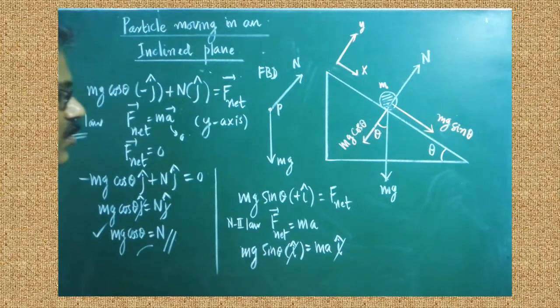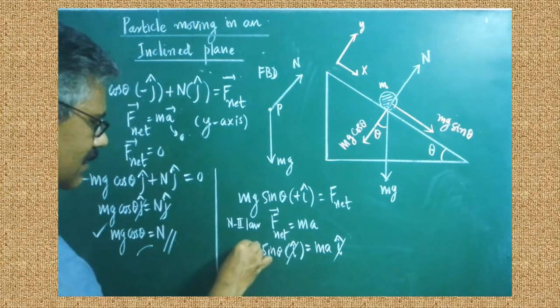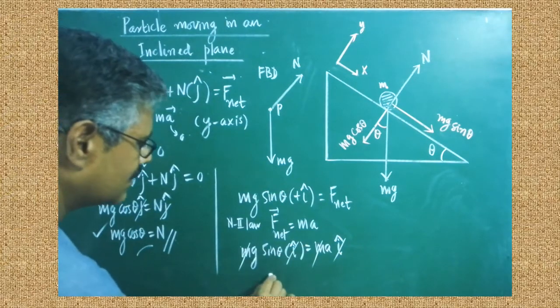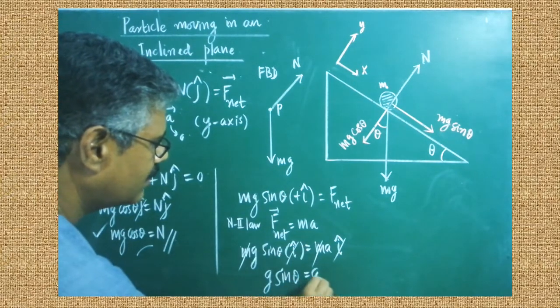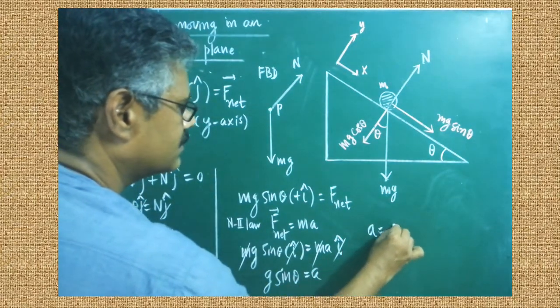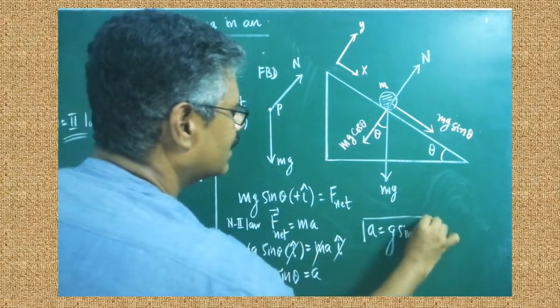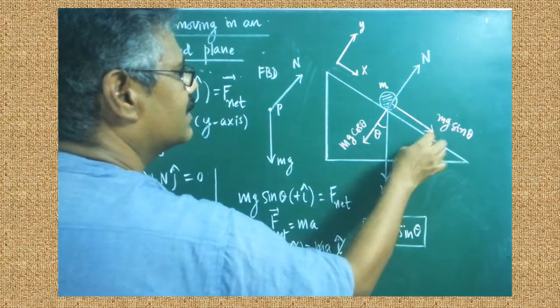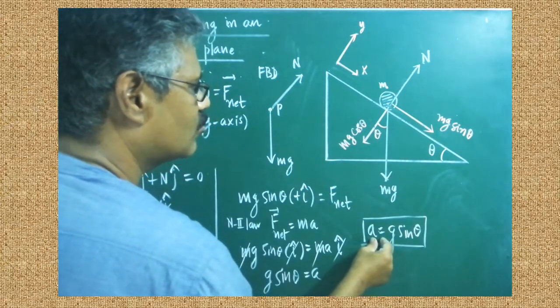Therefore both the i caps can be cancelled. So finally you are getting this, and m and m can also be cancelled. So g sin theta is equal to a. So what have you got? a is equal to g sin theta is the formula to calculate the acceleration of the body when it is rolling down. This is the acceleration of the moving body.